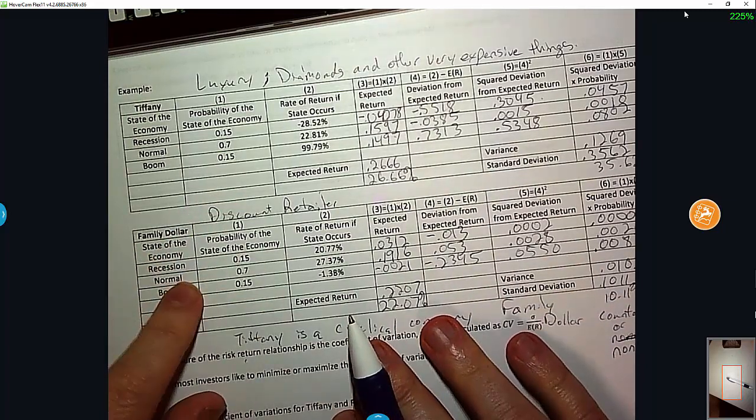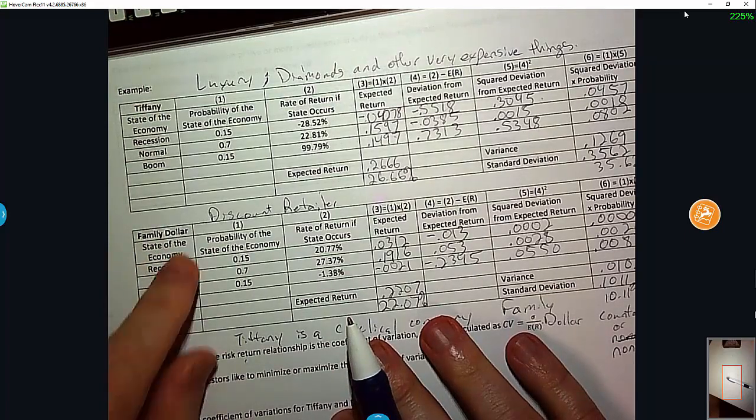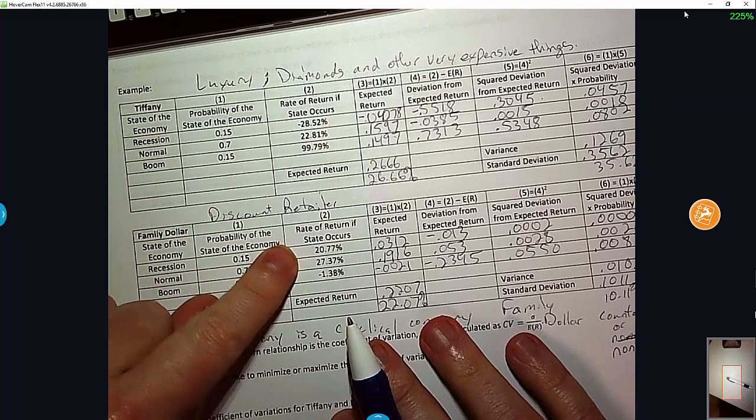Again, it's a discount retailer, so you're probably going to high-end Target, or maybe, if you're not that well off, you're going to Walmart, but you're probably avoiding Family Dollar when things are going well, and that's why their returns are negative during those times. During a recession, though, a lot of people go to Family Dollar. During a normal economy, a lot of people go to Family Dollar, and so it does well during those two types of economies, but poorly during a boom economy.